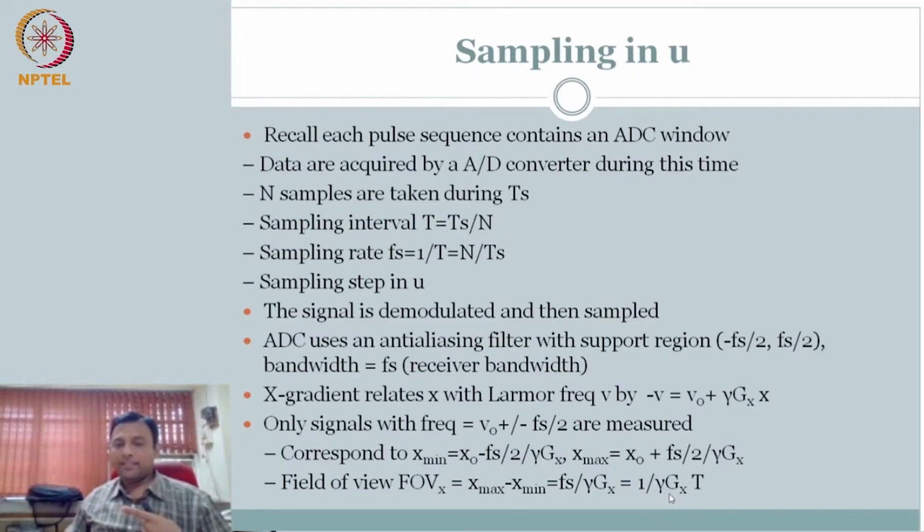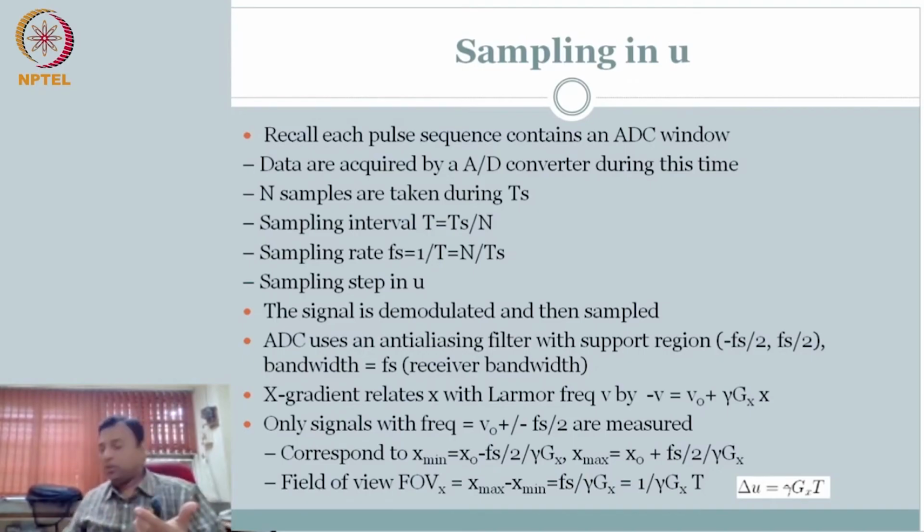Remember, gamma Gx T, where capital T is the time period of your ADC. So that means this is nothing but our delta U. Delta U is gamma Gx T. So your sampling of the frequency domain dictates your field of view. The finer I sample, the larger the field of view I can get. The sparser I sample, the smaller will be the field of view that I get in the X direction.